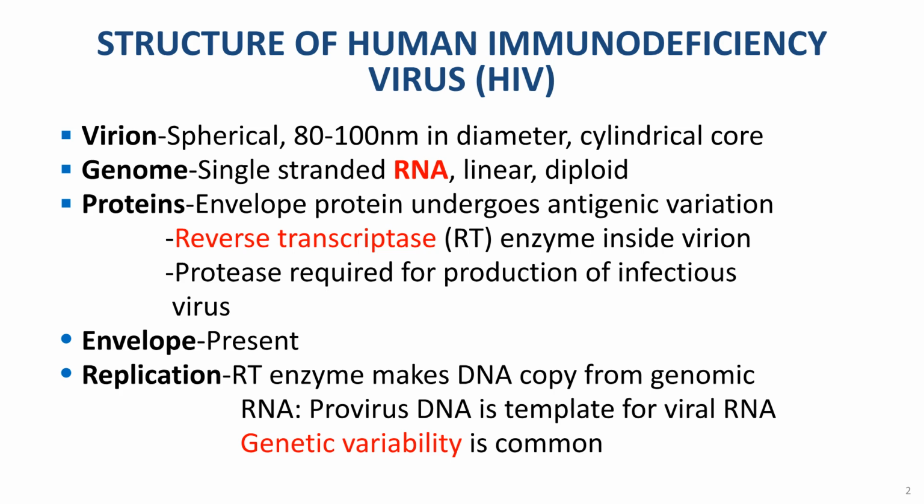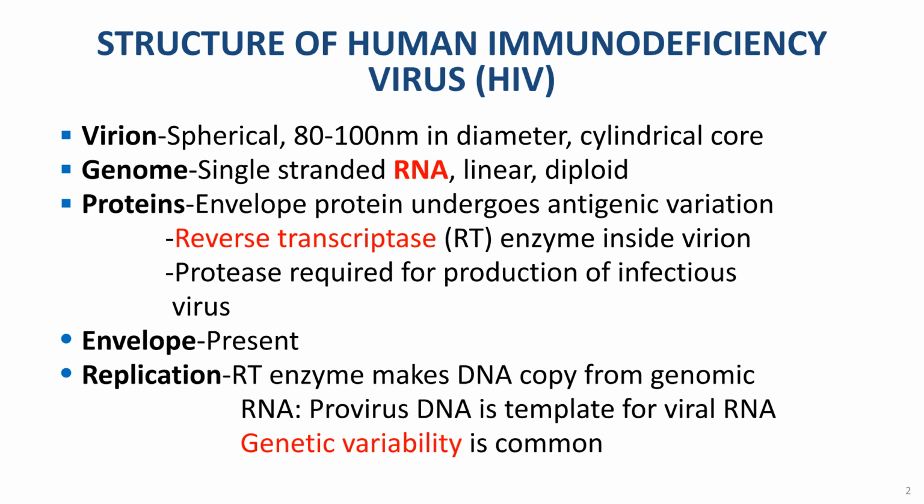Inside the virion, we find the reverse transcriptase enzyme. This is absolutely crucial to HIV's life cycle. Unlike most viruses that use DNA as their genetic material, HIV uses RNA. The reverse transcriptase converts this viral RNA into DNA once inside the host cell. Hence the name reverse transcriptase, as it reverses the normal flow of genetic information. Another critical enzyme is the protease, which is required for producing infectious virus particles. This enzyme has become an important drug target in HIV treatment.